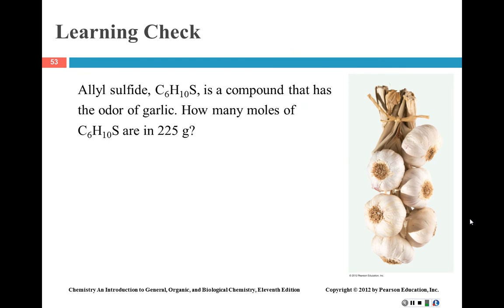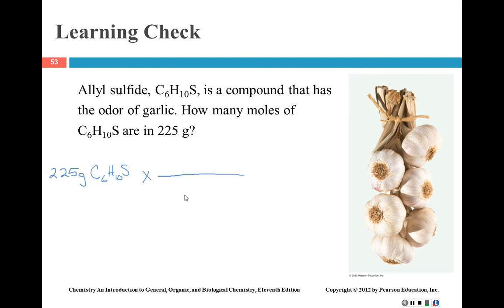Allyl sulfide is the smell of garlic. It's C6H10S. And so what they want us to do is calculate how many moles of that are in 225 grams. All right, you've got to watch how they ask the questions. Sometimes they put what you're given at the end. And so in this particular case, we're given 225 grams of allyl sulfide, C6H10S, and it wants to know how many moles are in there.